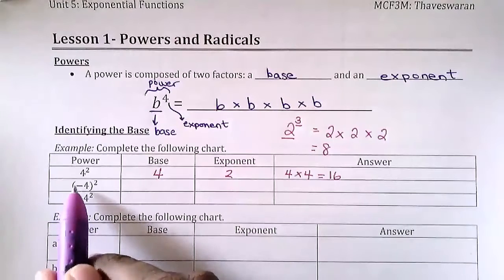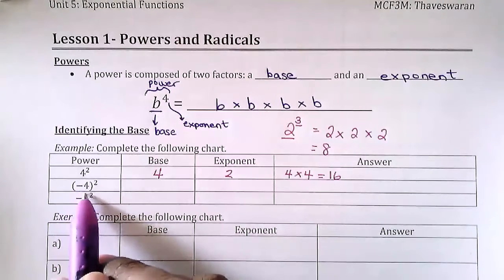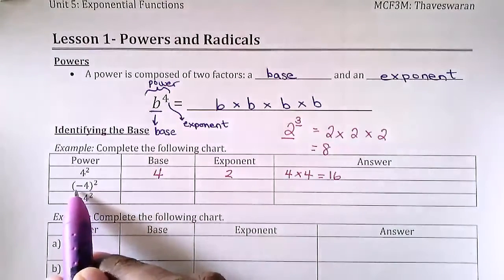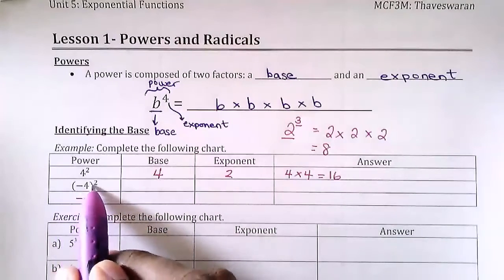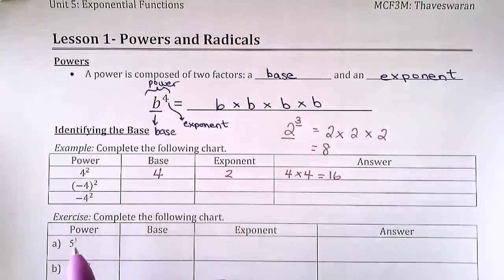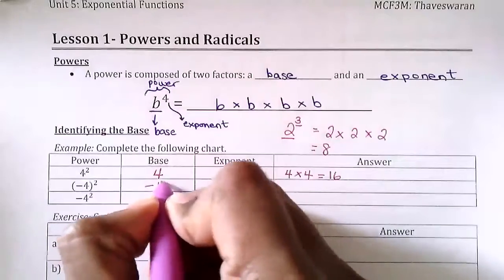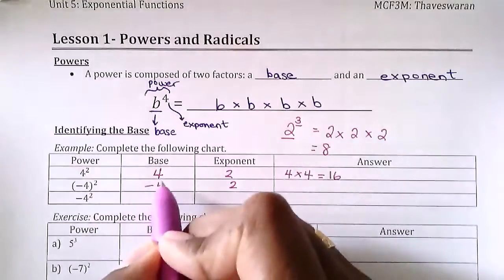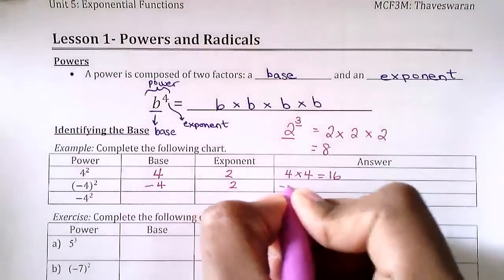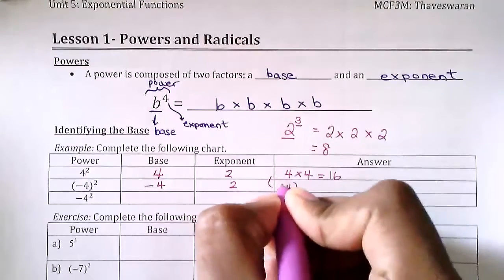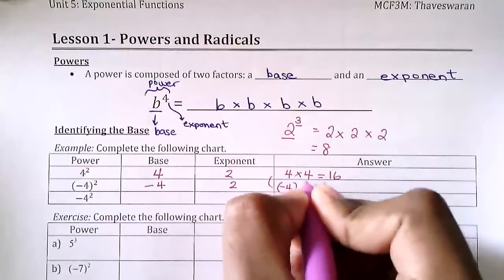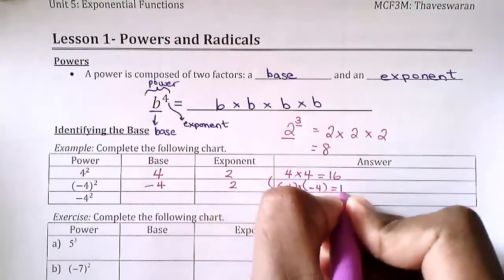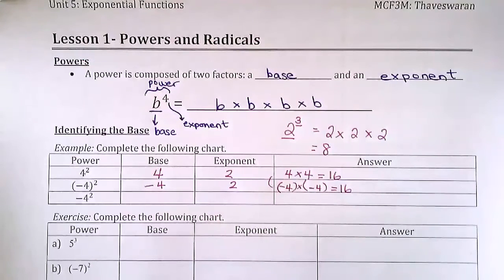You need to be careful here because the bracket shows a -4 inside, and then we're going to square it. So the base here is not just 4, it's -4. It's this thing inside the entire bracket. So the base is -4, the exponent is still 2, and again, I take the base, write it out this many times, so -4 and -4, and then I'm just going to multiply them. So -4 times -4 is positive 16.